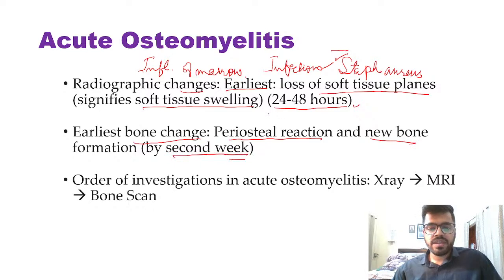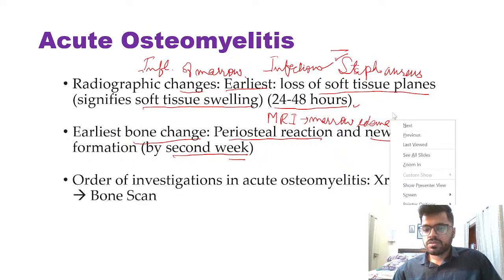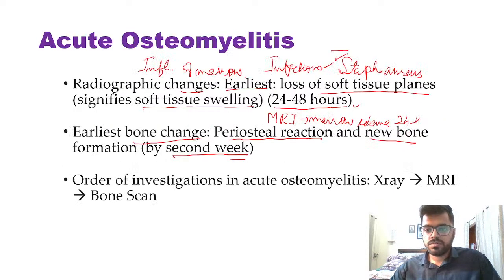During this period, we can get an MRI done, which can tell us about marrow edema, which can be seen earliest by 24 to 48 hours. The order of investigation in acute osteomyelitis is X-rays followed by MRI and bone scan.